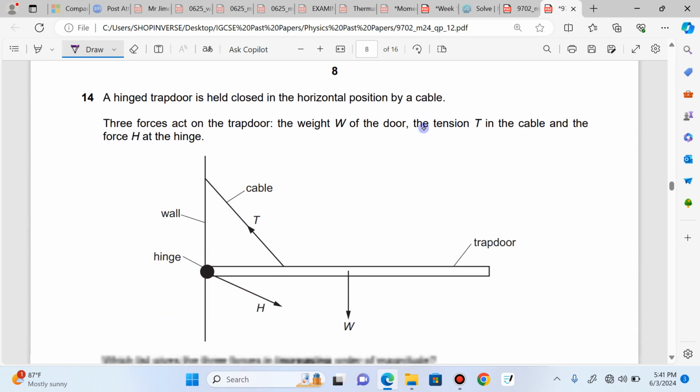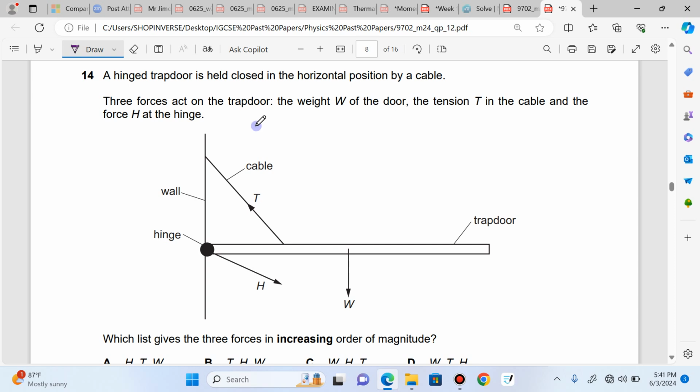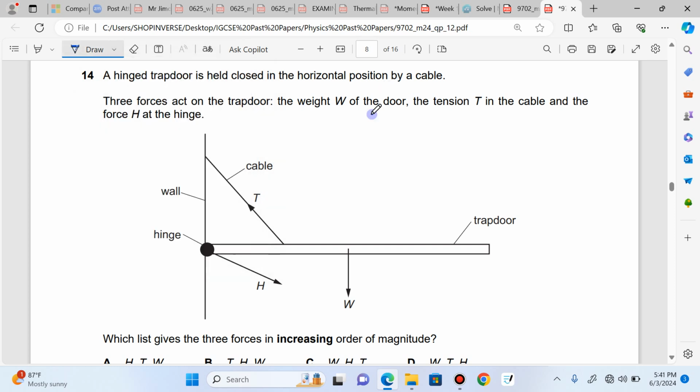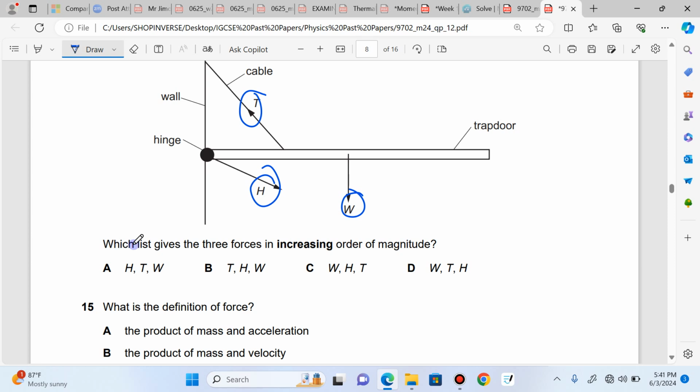Question 14. A hinged trapdoor is held closed in the horizontal position by a cable. This is the cable. Three forces act on the trapdoor: the weight W of the door, the tension T in the cable, and the force H on the hinge. Those are the three forces that hold the door in equilibrium. Which list gives the three forces in increasing order of magnitude?